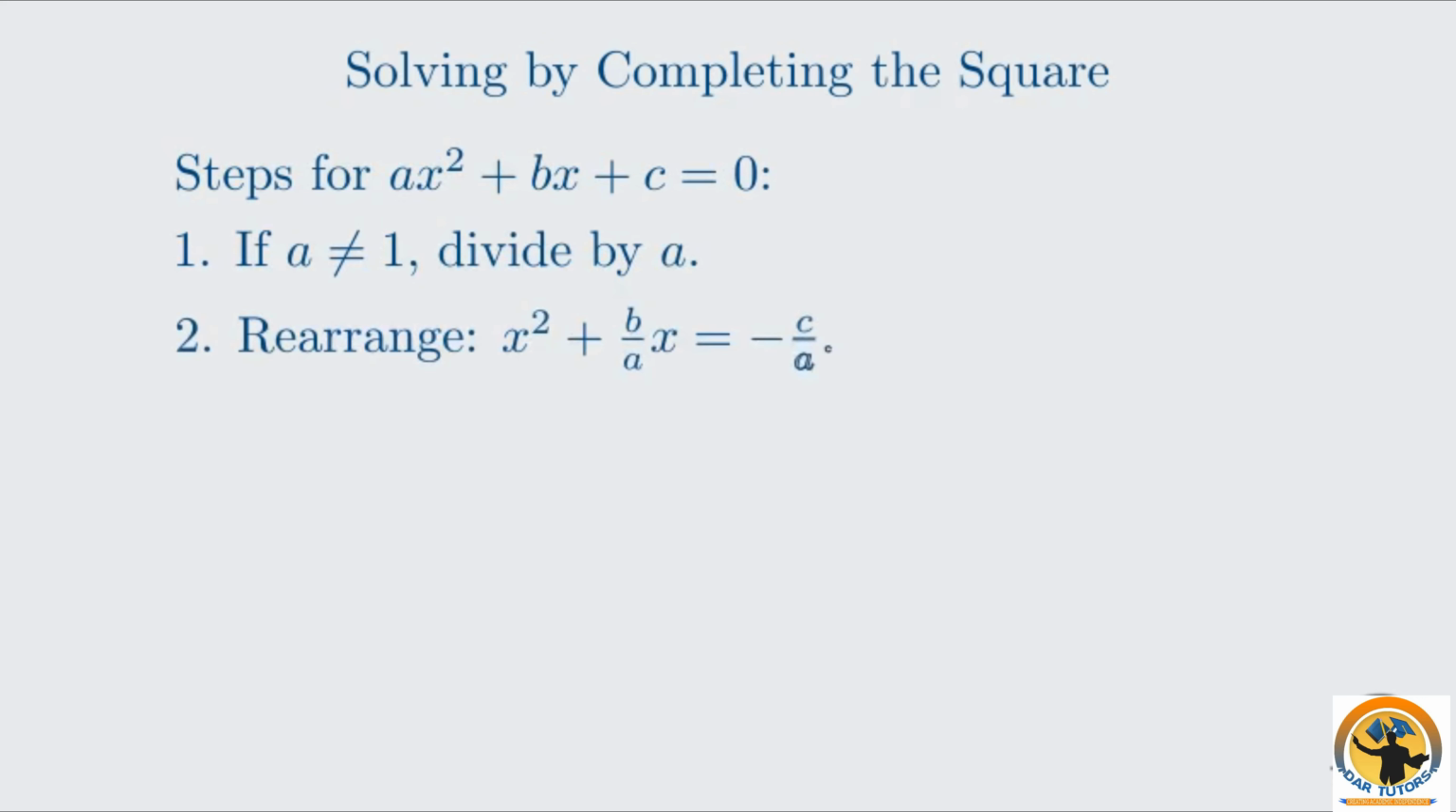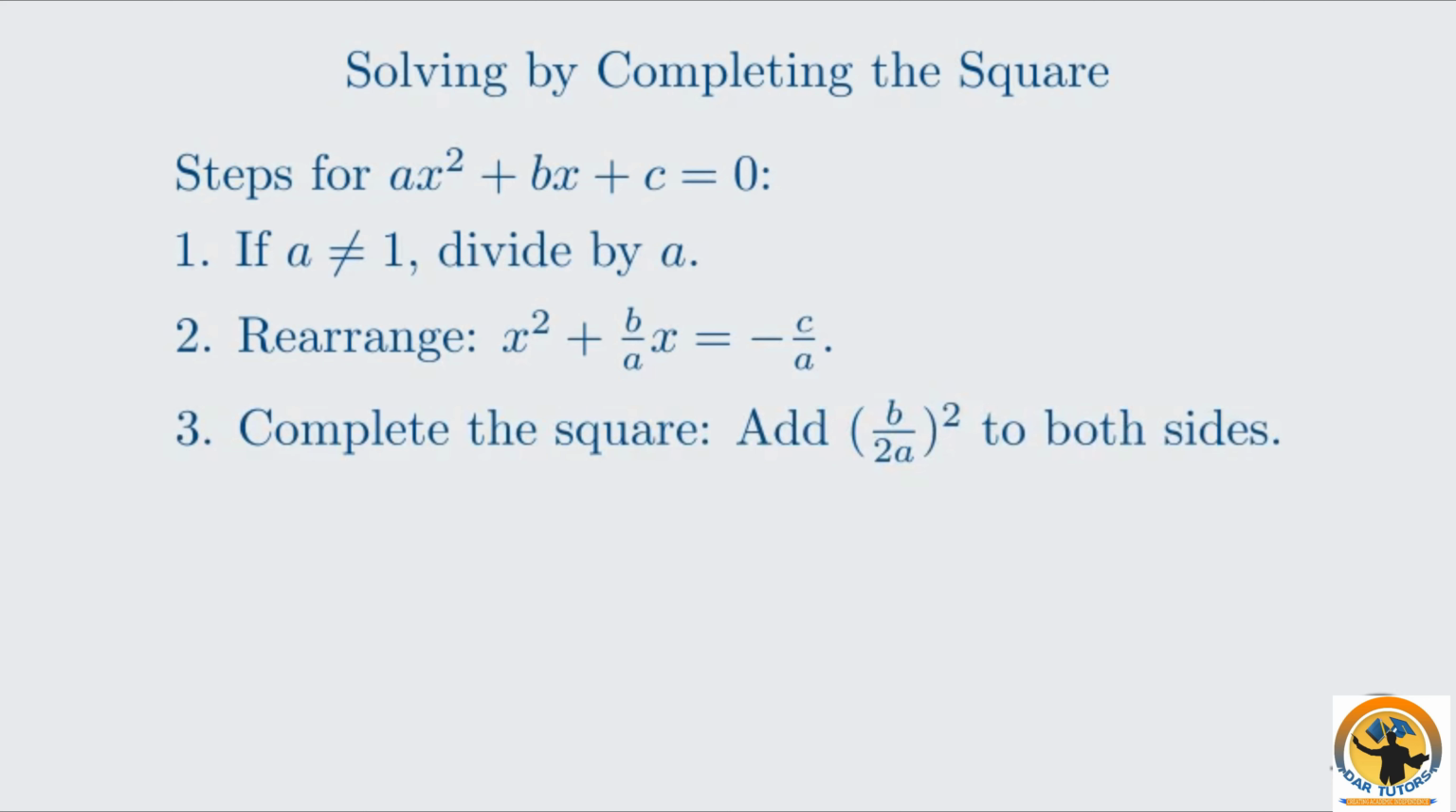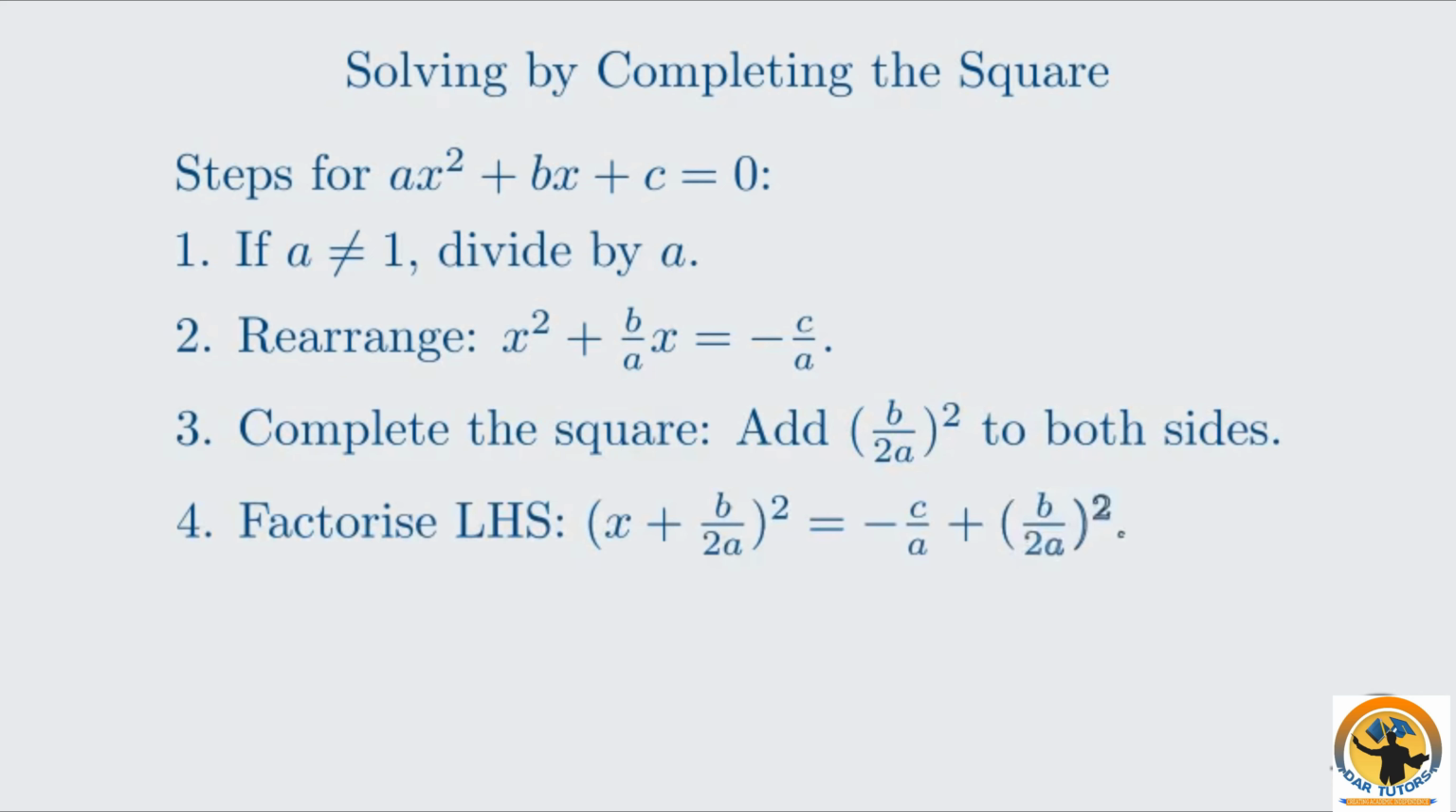Second, rearrange the equation so the constant term is on the right-hand side. Third, we complete the square on the left by adding quantity b over 2 squared to both sides. Fourth, factorize the left-hand side, which will now be a perfect square. Finally, take the square root of both sides, remembering the plus or minus sign, to solve for x.